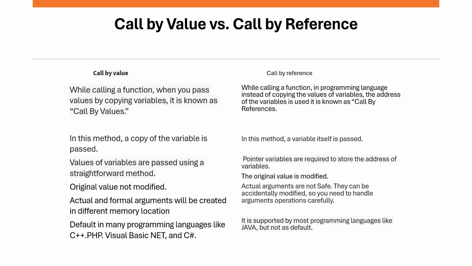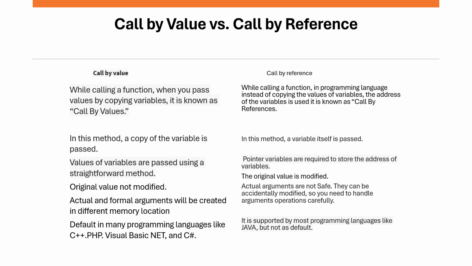While calling a function, when you pass values by copying variables, it is known as call by value. That is, we are passing the actual parameters to the formal parameters, passing values by copying variables. Next, in call by reference, while calling a function in the programming language, instead of copying the values of the variable, the address of the variable is used. It is known as call by reference.